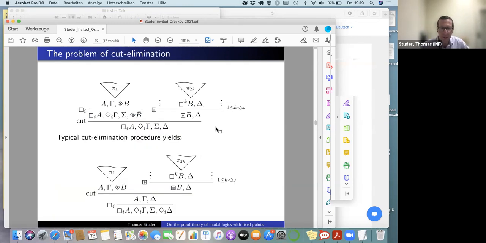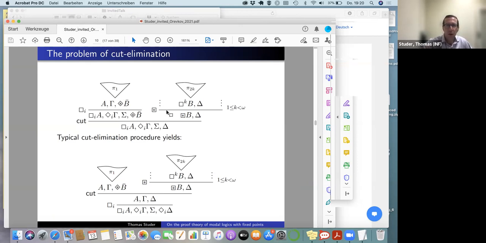The problem is, the system is cut-free, but we don't have a syntactic cut elimination procedure for it. So we only have semantic cut elimination. We can prove completeness without the cut, but we don't have a cut elimination procedure. And here you see the problem that occurs when we want to apply the standard cut elimination procedure. Of course it has to do with this dual of common knowledge in the box rule.